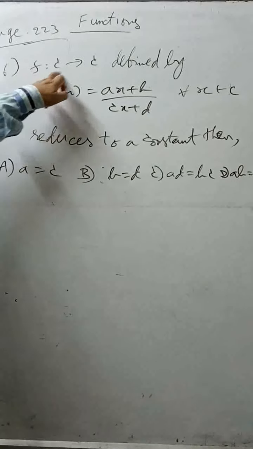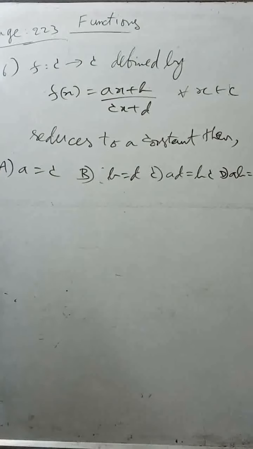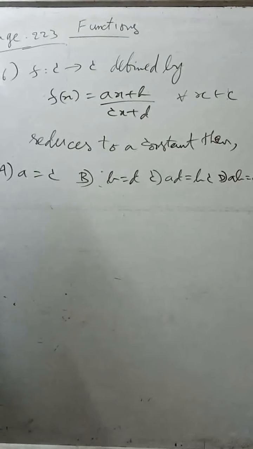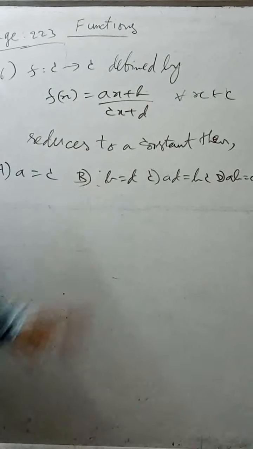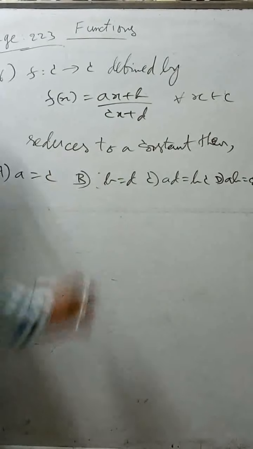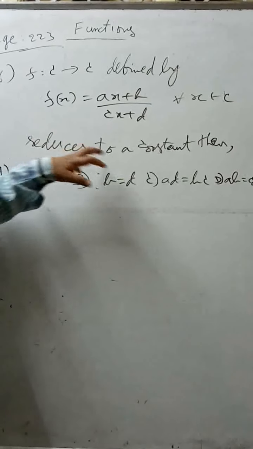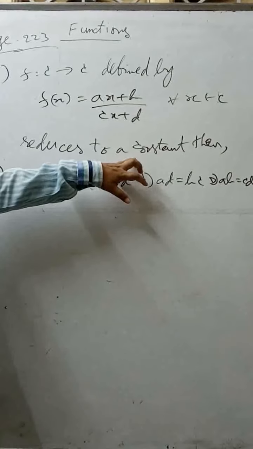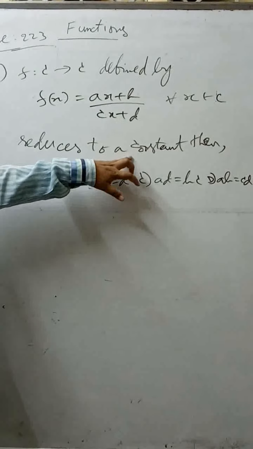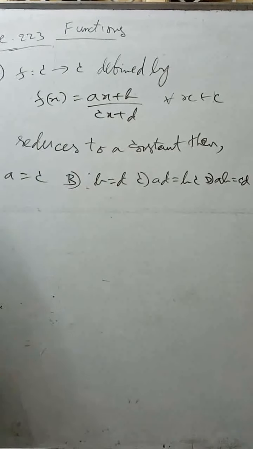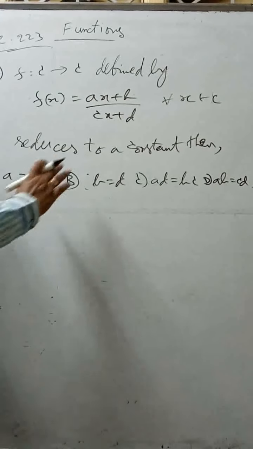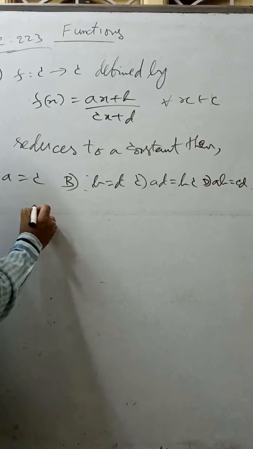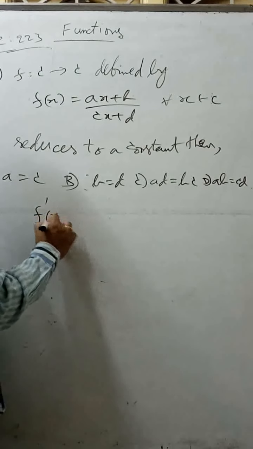f is a mapping from C to C defined by f of x equal to ax plus b by cx plus d for every x belongs to C. It reduces to constant. First of all, if it is a constant function, then our condition must be f dash x equal to 0. The derivative of a constant is 0. So we will find f dash x and make it equal to 0, which gives the required condition.